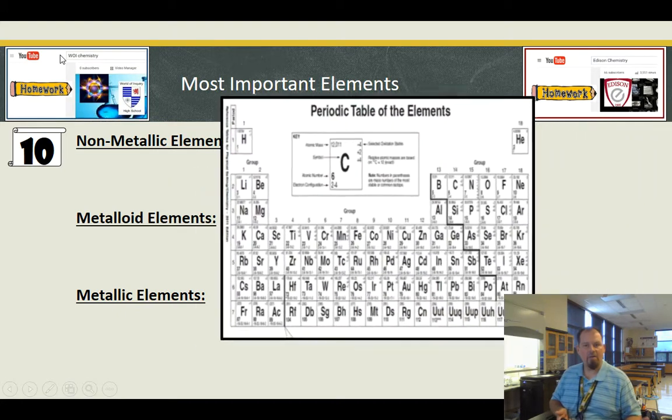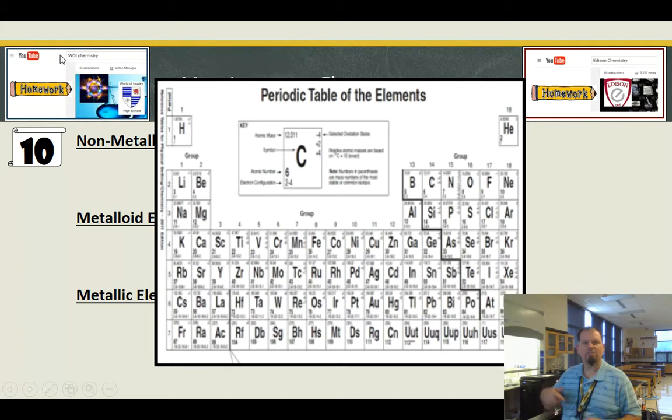So let's take a better look at this periodic table. It says to the right and above the staircase. Well, this is the staircase. You see it in bold? We call that the staircase. And that's going to separate metals from non-metals. And above and to the right.